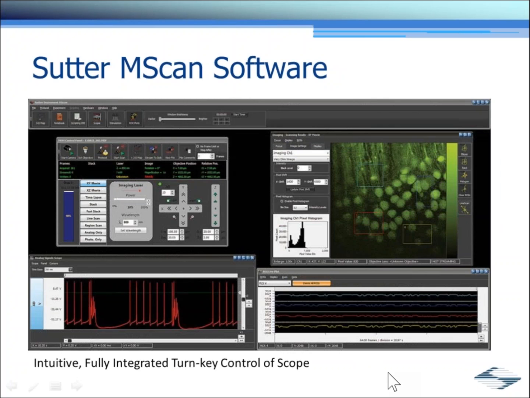The Sutter MScan software is designed to be relatively intuitive, easy to approach, good for a new user especially. It's fully integrated with the system, and if you're looking for a turnkey 2-photon microscope, the Sutter MScan software is probably your best option, as it will be fully integrated in the computer, and it's really easy to use and approach.